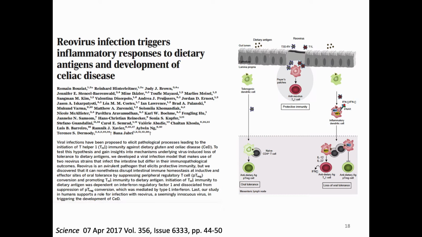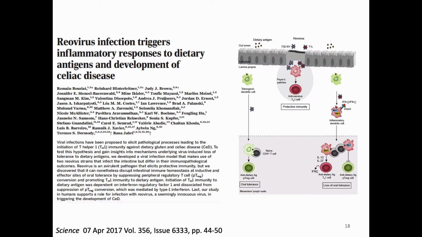Those interact with dendritic cells in their GI tract and lead to oral tolerance. So we have the dendritic cell leading to tolerance. We have T cells interacting with that dendritic cell. We have oral tolerance to those antigens.